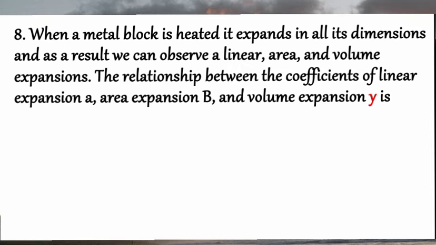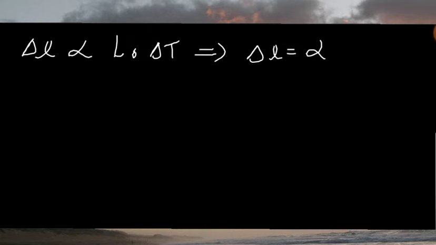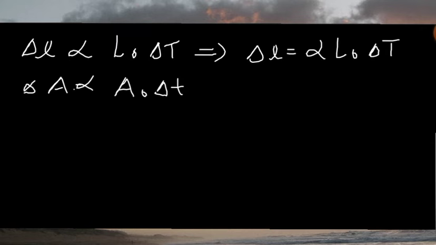It is about thermal expansion: linear, areal and volume expansion, and the relationship between their coefficients. Linear expansion: change in L is directly proportional to the initial length of an object times change in T. There is a proportional constant alpha, so linear expansion equals alpha times original length times change in T. Areal expansion is directly proportional to initial area times change in T, so change in area equals beta times A naught times change in T.